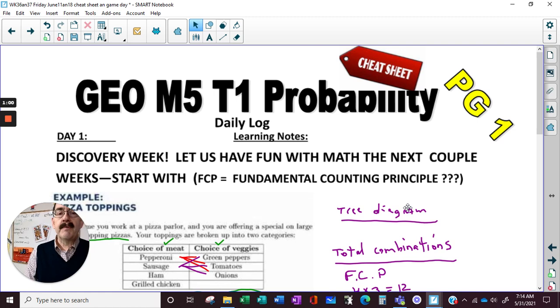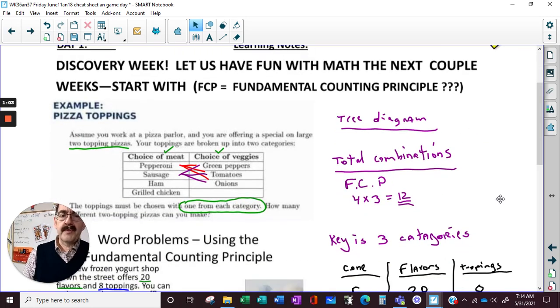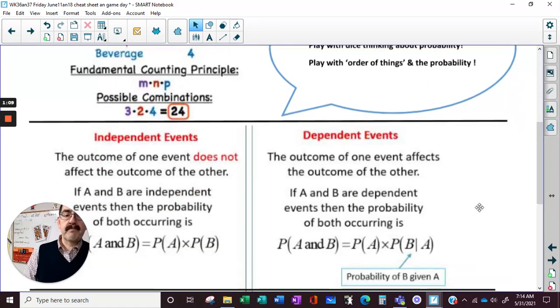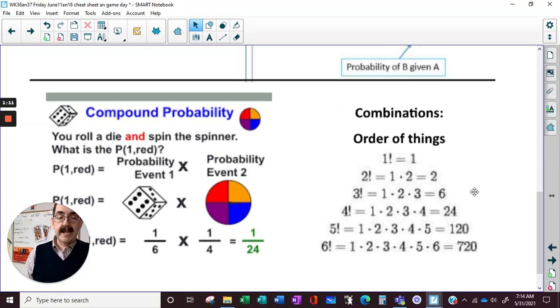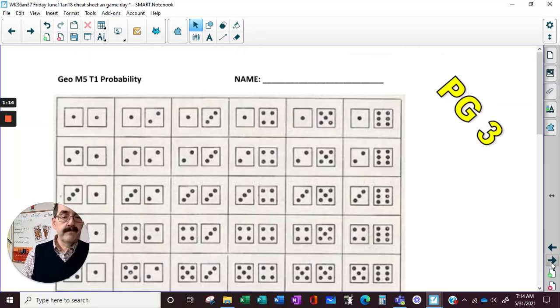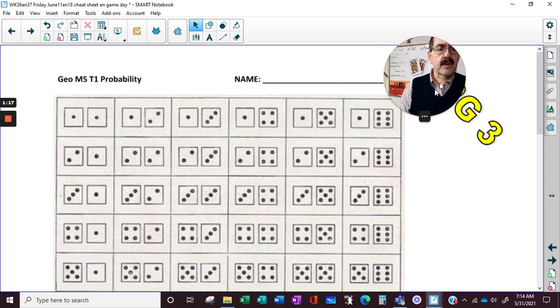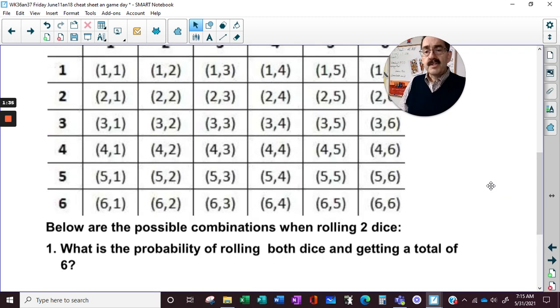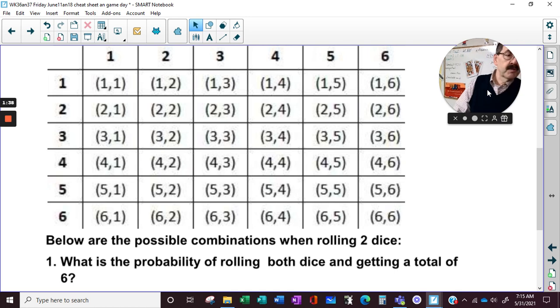In dice, cheat sheet. Hopefully you filled out the tree diagram or the fundamental counting principle. Okay, here were some of the basic rules and ideas that we needed for these 3 weeks of school. And we've been playing with dice for a couple weeks now. Let's answer these questions. Below are the possible combinations of rolling 2 dice. What is the probability of rolling both dice and getting a total of 6? Mr. Miller has this chart. The chart is on this screen, and there's posters around the room you can look at. Okay, a total of 6.